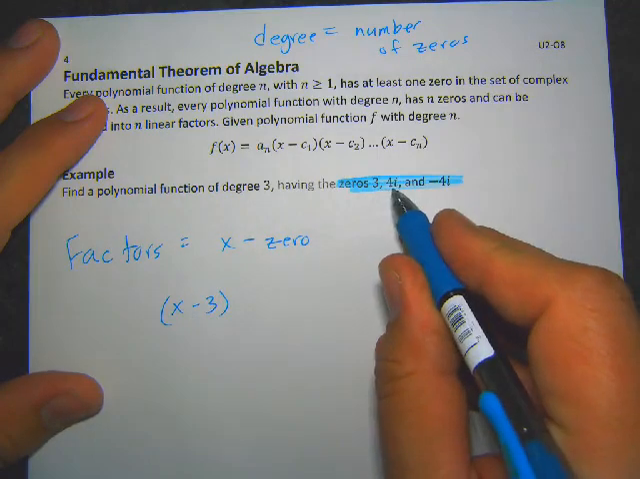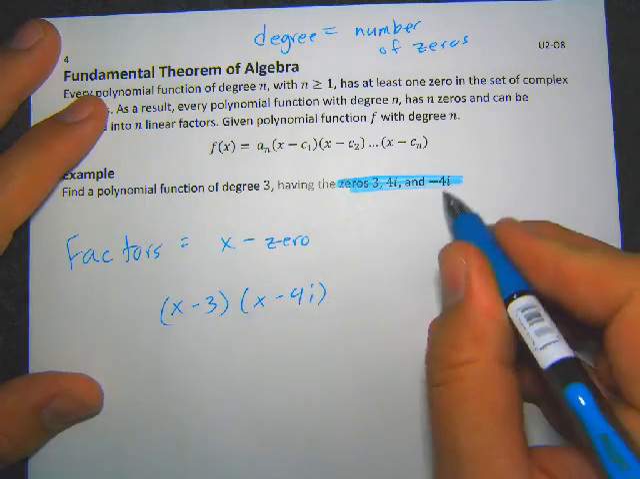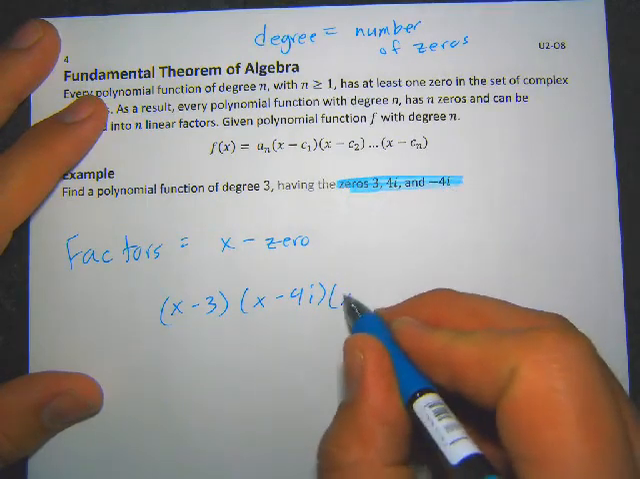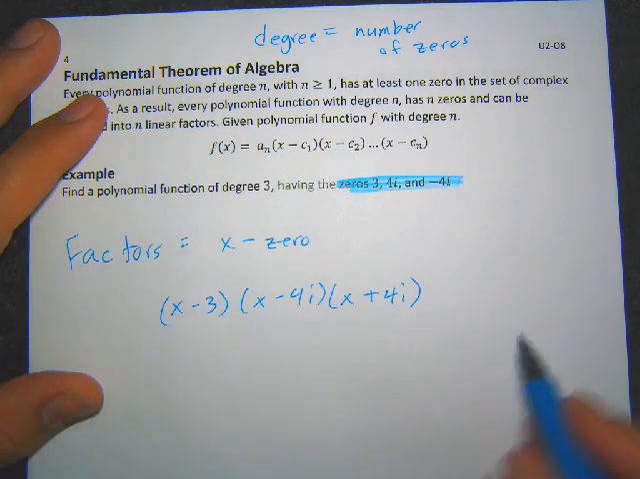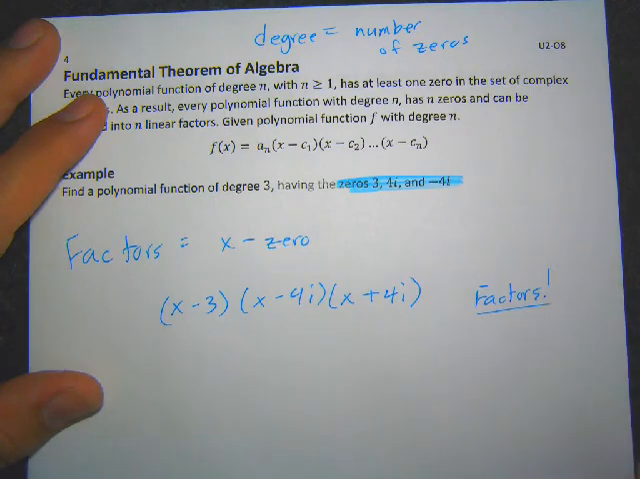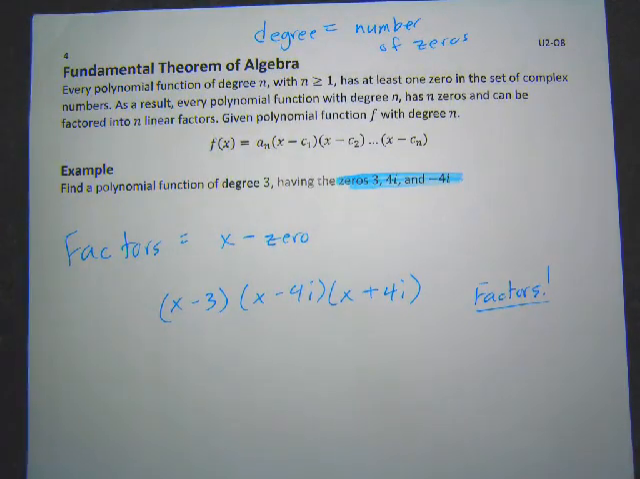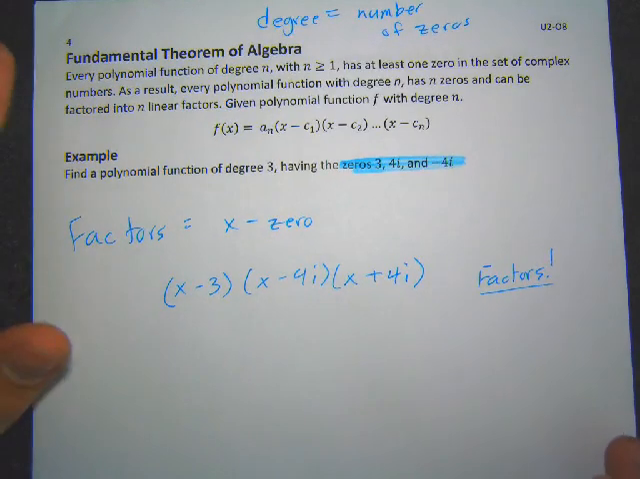I'm going to take the 0, 4i, and do x minus 4i. Then 0, negative 4i, I'm going to do x minus negative 4i, so x plus 4i. And these are the factors. Then to get the polynomial, we just take these things and multiply them back together, and then we can see what the original polynomial looked like in its full form, not its factor form.